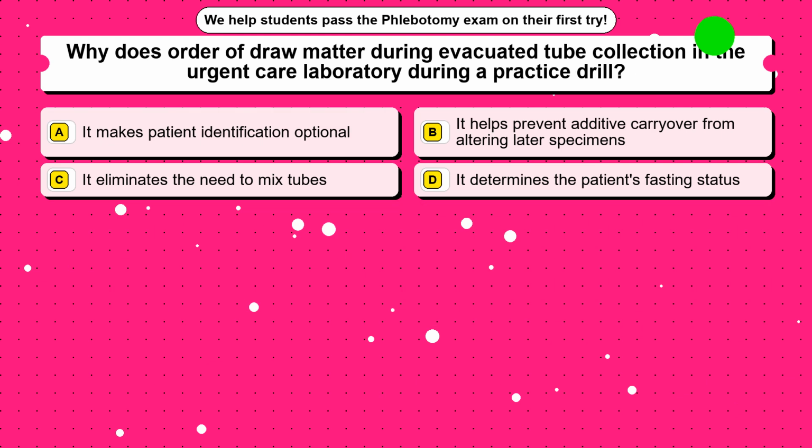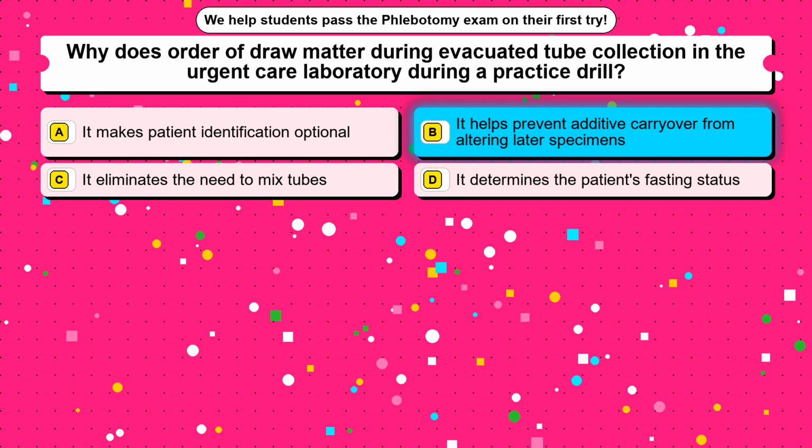Question 12. Why does order of draw matter during evacuated tube collection in the urgent care laboratory during a practice drill? Option A. It makes patient identification optional. Option B. It helps prevent additive carryover from altering later specimens. Option C. It eliminates the need to mix tubes. Option D. It determines the patient's fasting status.